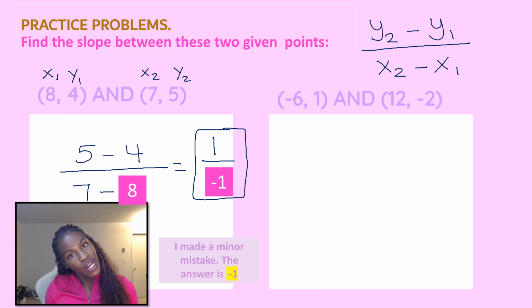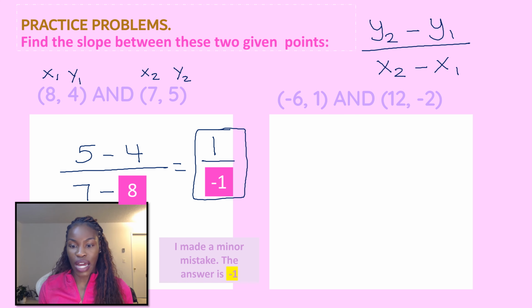So our 1 is our rise, and our 3 is our run. And we'll later get into what that really truly means. Okay, so let's go ahead and do another problem. It's always good to have extra practice.